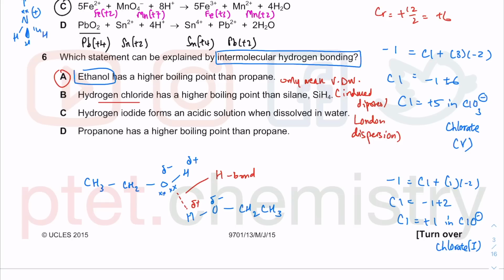HCl has no hydrogen bonds, only a permanent dipole, so it is polar due to the difference in electronegativity, plus van der Waals as well. No H bond there because you don't have hydrogen bonded to electronegative fluorine, oxygen, or nitrogen. Same thing with HI, and same thing with propanone. What you have in propanone is a 3-carbon ketone like that. So this is only polar, but no hydrogen bond there because you have oxygen, but you don't have hydrogen bonded to the oxygen.